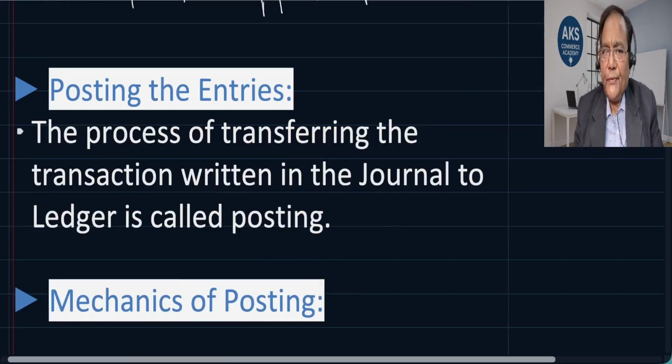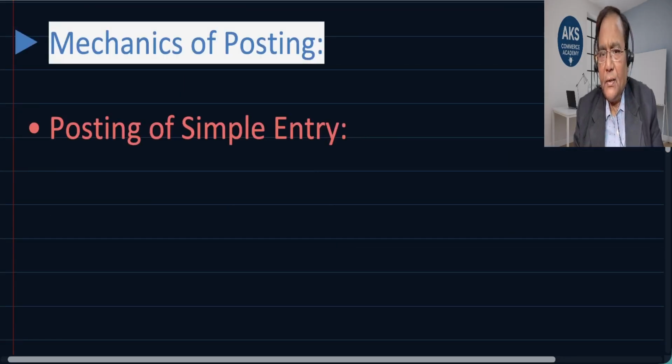Now comes the posting of the entries in the journal. The process of transferring the transactions written in the journal to the ledger is called posting. So from the journal, we prepare the ledger, and that preparation process is called posting. Now, posting of a simple entry. There are simple entries and complex entries.